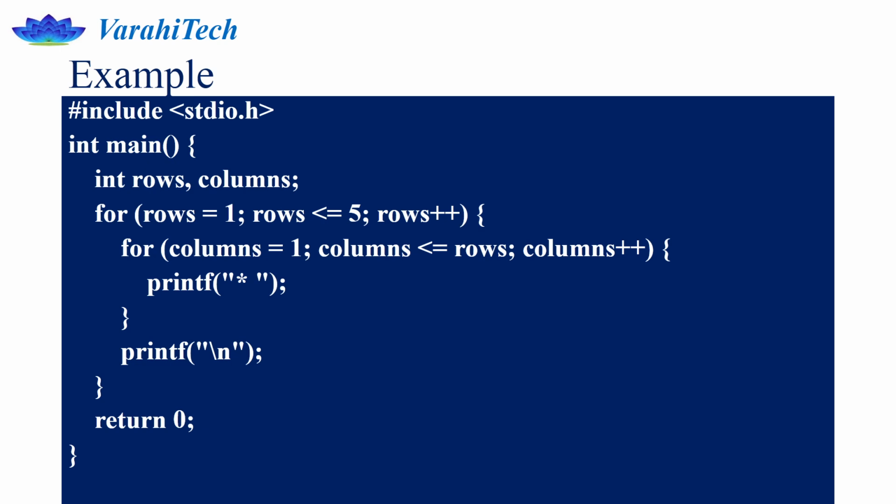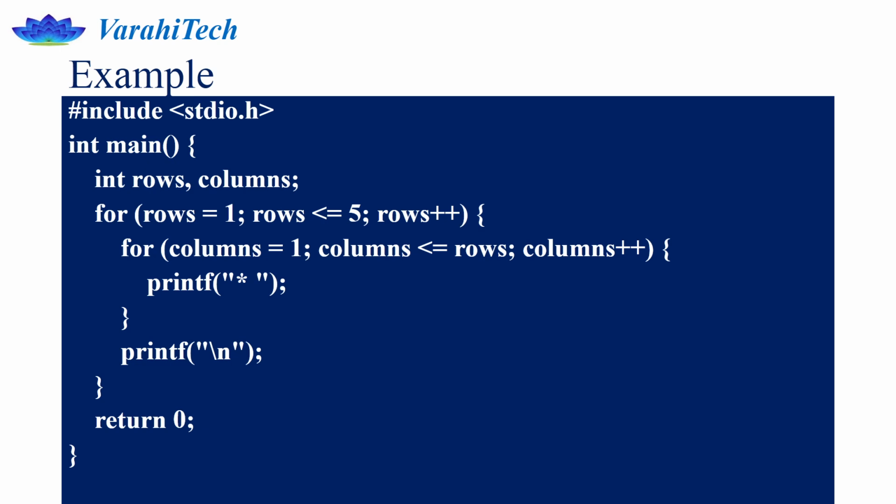After the inner loop completes for each row, printf backslash n is used to move to the next line, creating a line break between rows. The outer loop continues until all rows have been printed. The return 0 statement signifies the end of the main function.